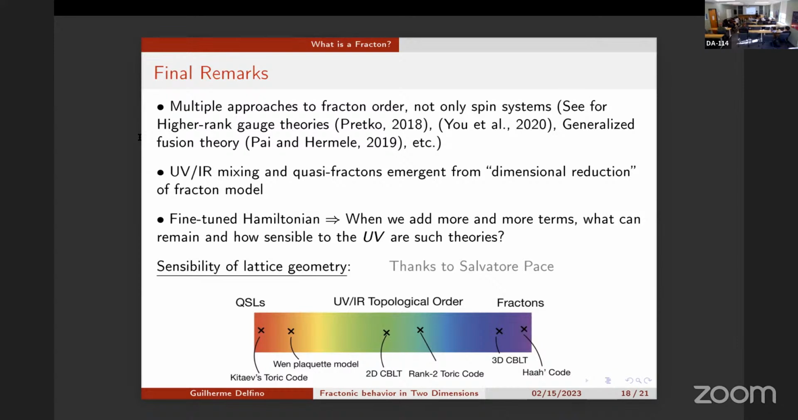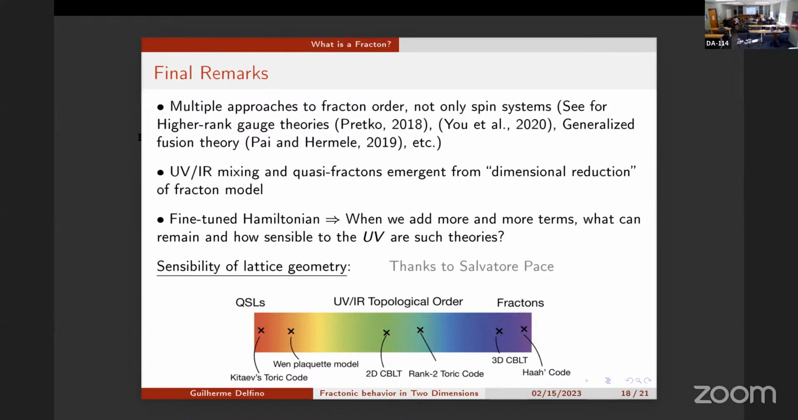We saw that when you try this very naive idea of projecting down the three-dimensional physics to two dimensions, they still survive. So this raises some questions, like, can we do this for even more exotic models like the Haah code? What happens when you try to project a type 2 fracton down to 2D? What survives, what doesn't survive?